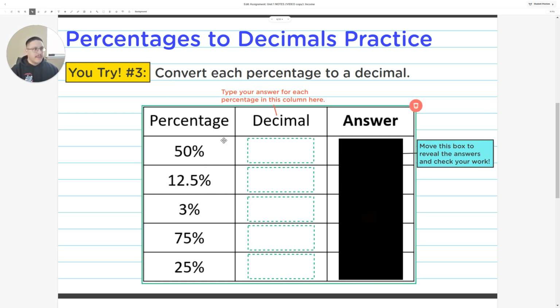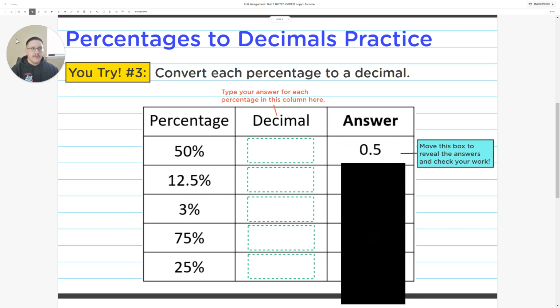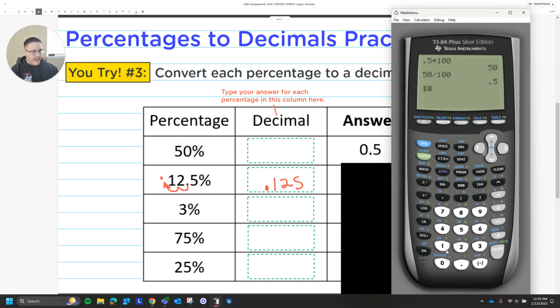So we already did 50%. That's 0.5. For 12.5, we can use either the shortcut or divide. I'm going to use the shortcut. Move the decimal point to the left twice. If there are any blanks, fill those in with zeros. I don't see any. So our final answer for the decimal is 0.125. You could also just divide by 100. So take 12.5 divided by 100, and you will get your decimal form right there, 0.125.